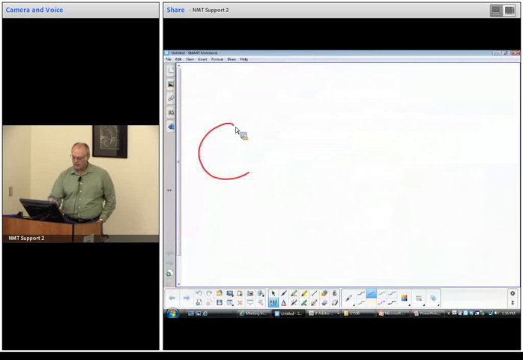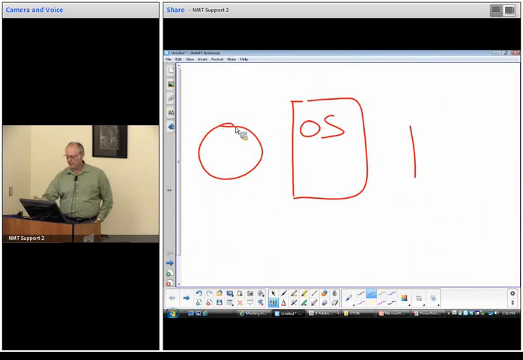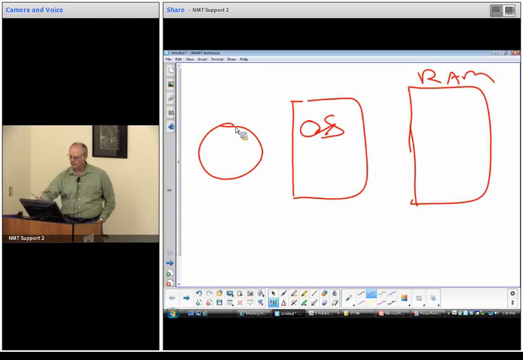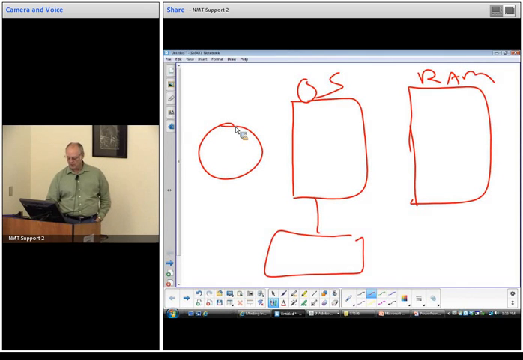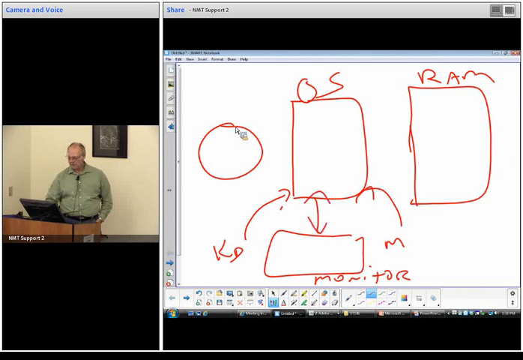We've got the hard disk here. And then we have the operating system. And over here we have RAM. Okay. So operating system, let's just draw this as well. We have a monitor, which is waiting for your input. We have a mouse, and we have a keyboard. Okay. You click on something.